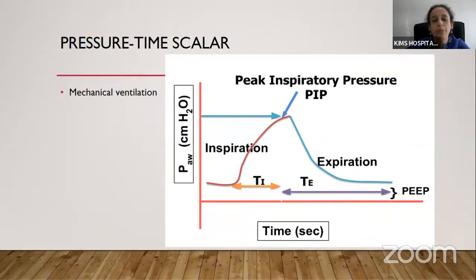So coming to the pressure-time scalar. In this you can see it's already at the PEEP. The inspiration begins over here and then goes to the PIP over here. And then the expiration happens here. So till here is the I time, and this part is the E time. This part is the inspiration and this is the expiration.